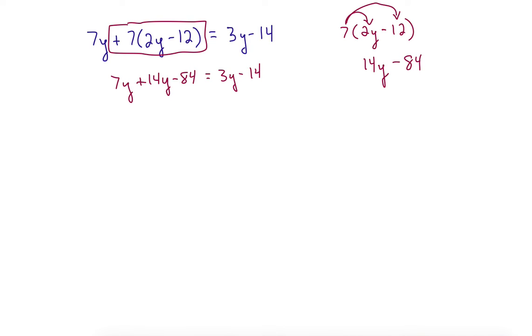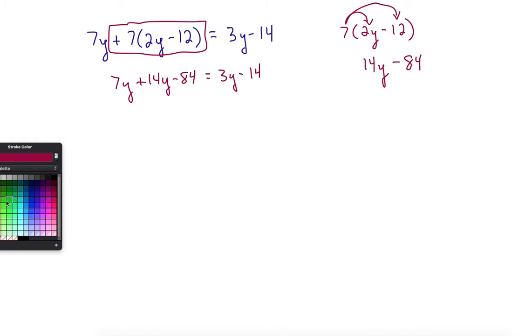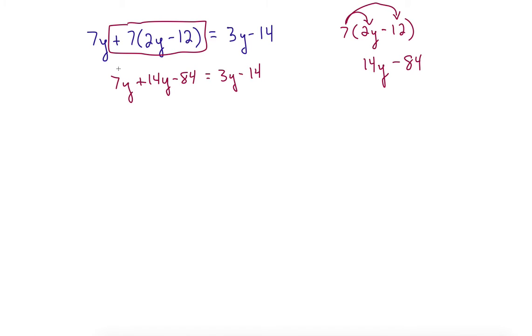Okay? So here, looking at the left side of the equation, hopefully you recognize that I have like terms. I have this 7y plus 14y, which we can simplify before moving forward. So 7y plus 14y leaves us with 21y, and then let's bring down everything else. Minus 84 equals 3y minus 14. So both sides are simplified.